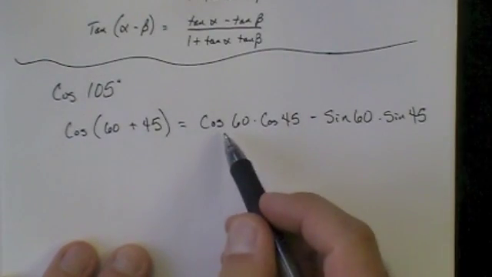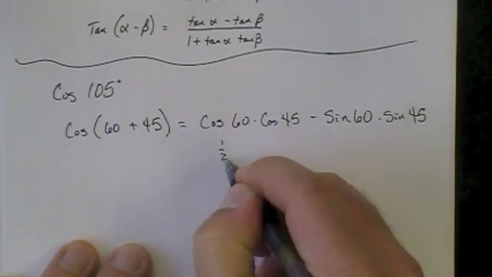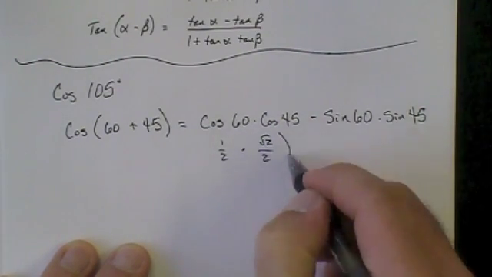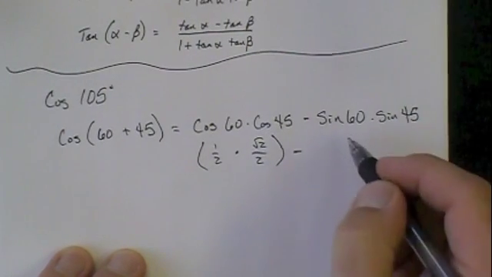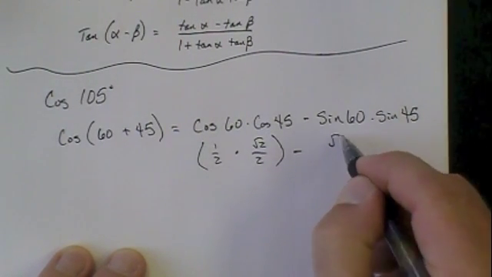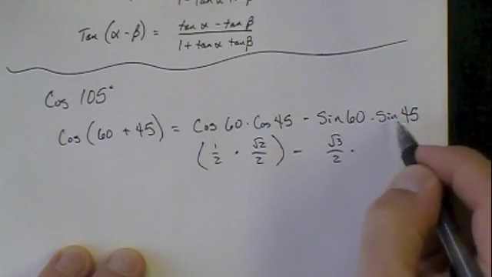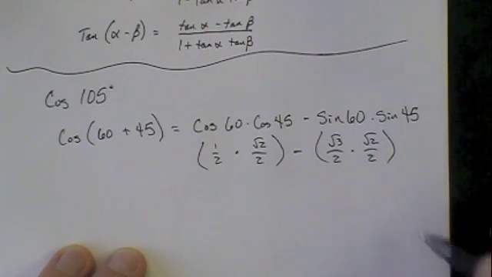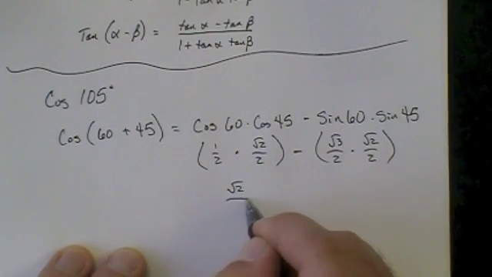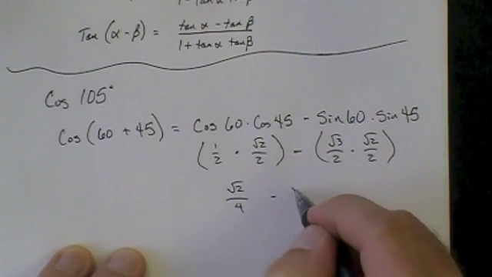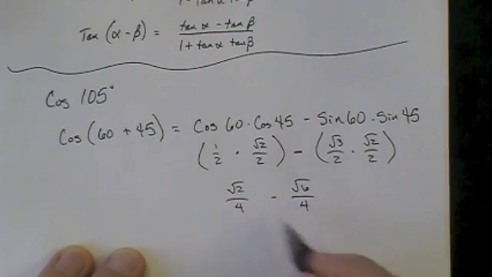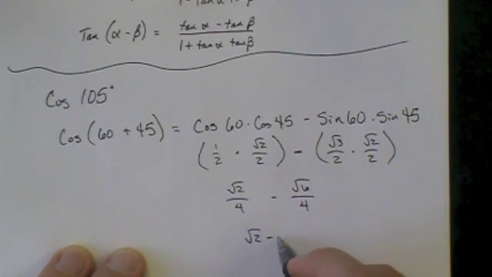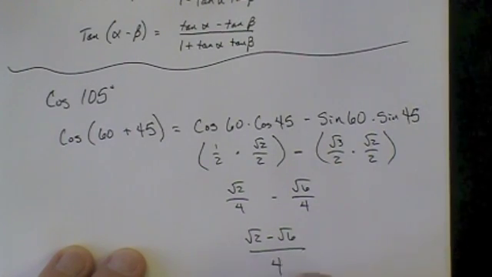We know that the cosine of 60 is 1/2, and the cosine of 45 is square root of 2 over 2, so we multiply those two values. And we also know that the sine of 60 is square root of 3 over 2, and the sine of 45 is square root of 2 over 2, and we multiply those two values. So here we end up with square root of 2 over 4 minus square root of 6 over 4. We have our common denominator, so we can subtract those values. Our exact answer is square root of 2 minus the square root of 6, all over 4.